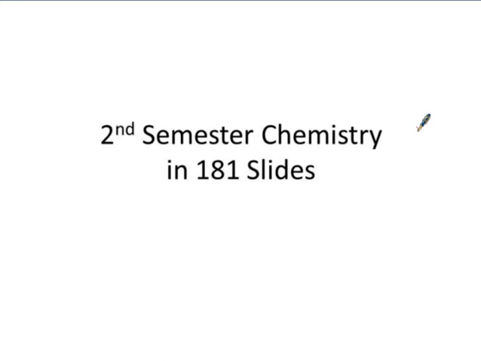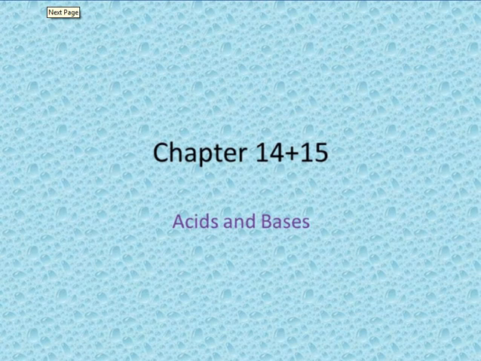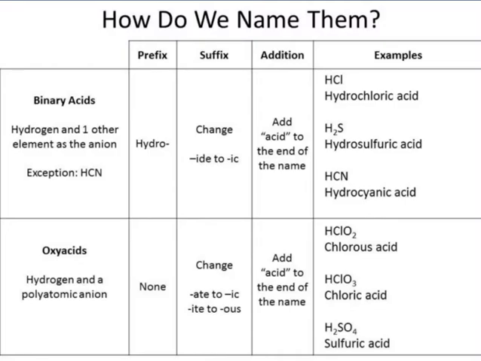Okay, here we go. Second semester chemistry in 181 slides. Chapter 14 and 15, all about acids and bases. Great part about this chapter is it's a lot of review. Remember this table. How do we name acids? Make sure we know those.